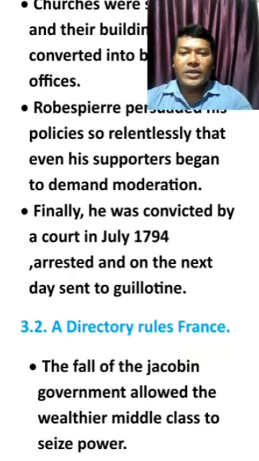Finally, he was convicted by a court in July 1794, arrested the next day, and sent to the guillotine. At last, he was arrested in 1794 for criminal activities. And finally, he was killed with the help of the guillotine device. What was the guillotine? I already told you.